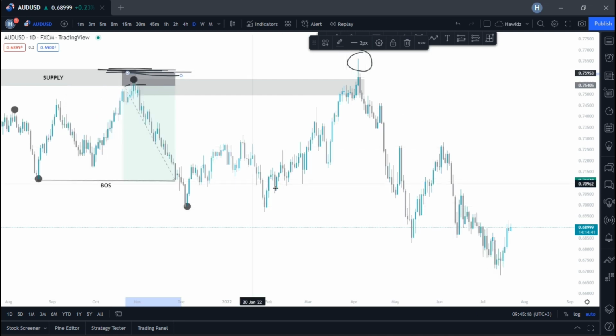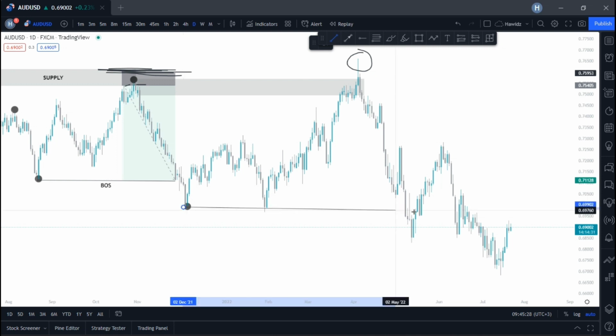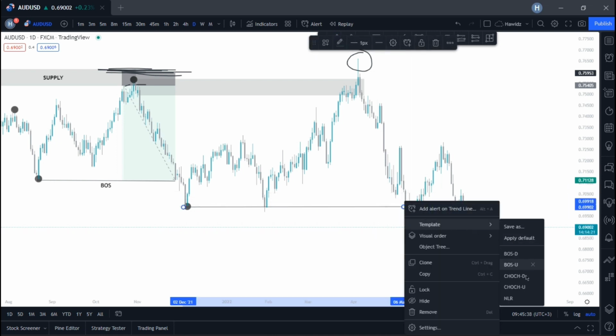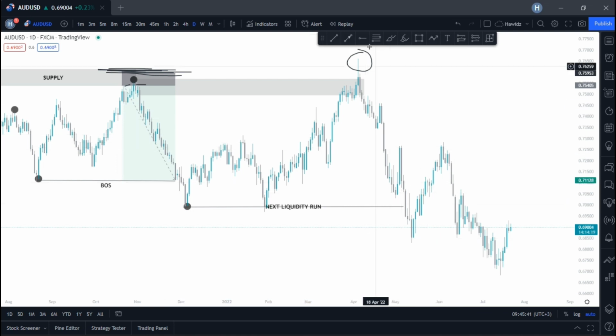So with that being the case, boom, you have your absorption, you have your low time frame confirmation in there, you have your entry, and you're looking to target this low now as your next liquidity run anticipation, right? Let's remove this. So this becomes your next liquidity run. Boom. So lo and behold, price shoots down, breaks this.